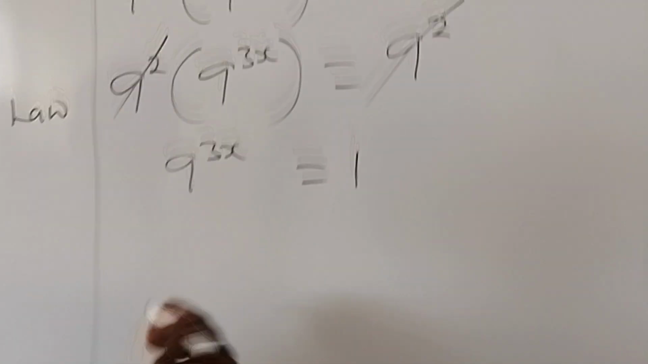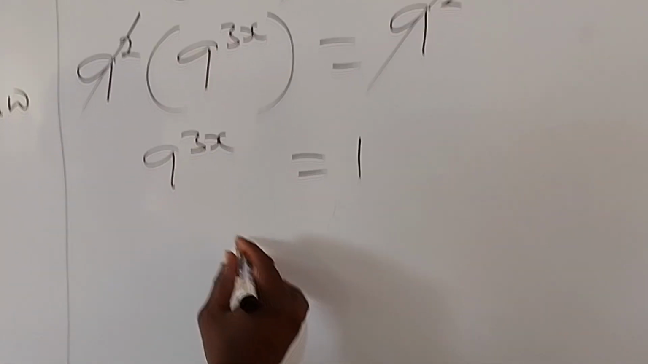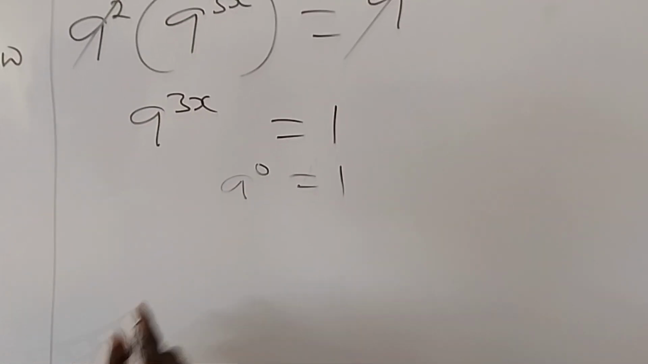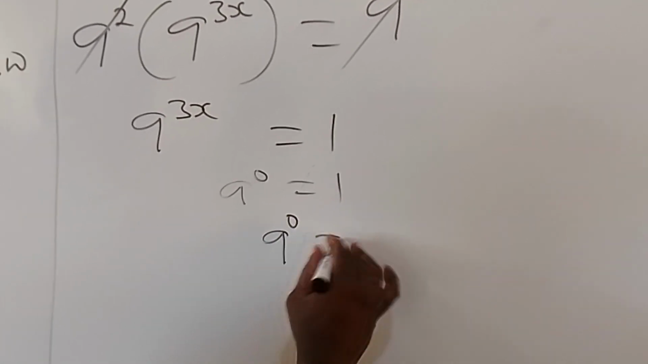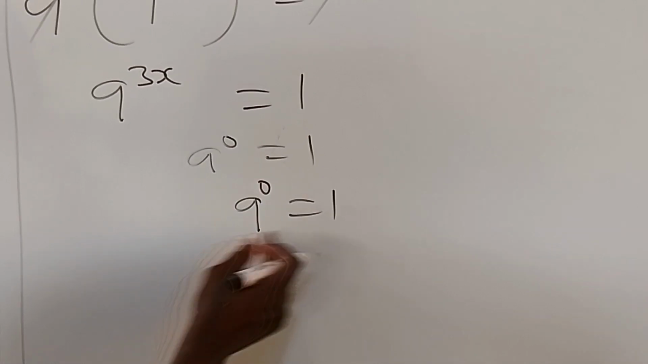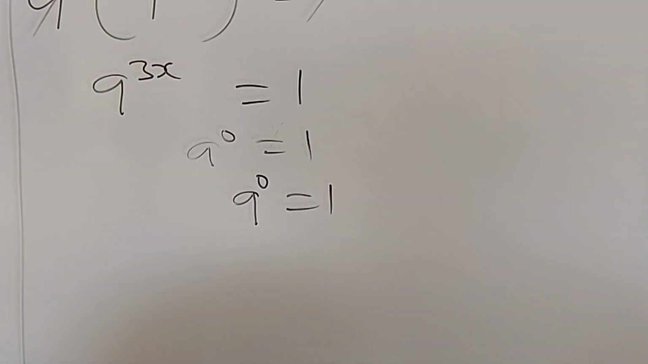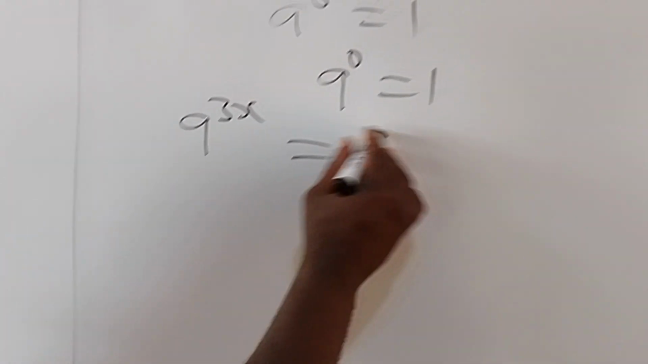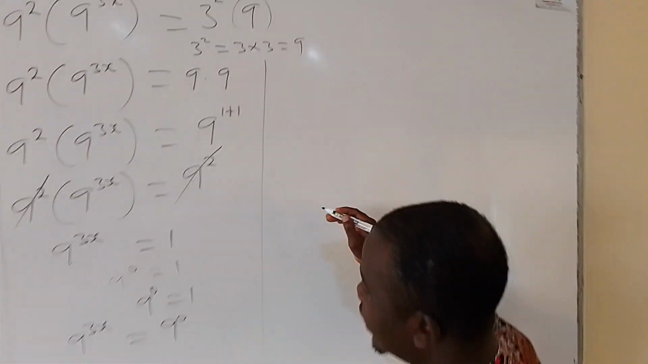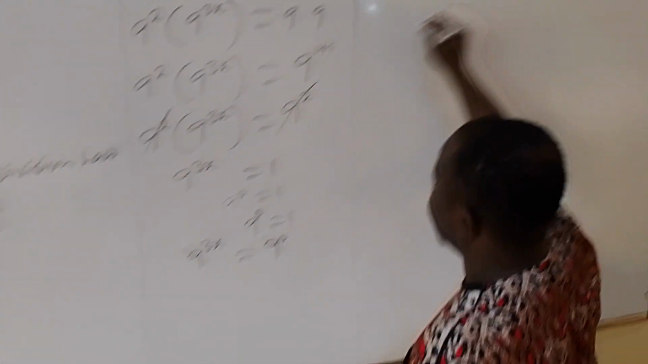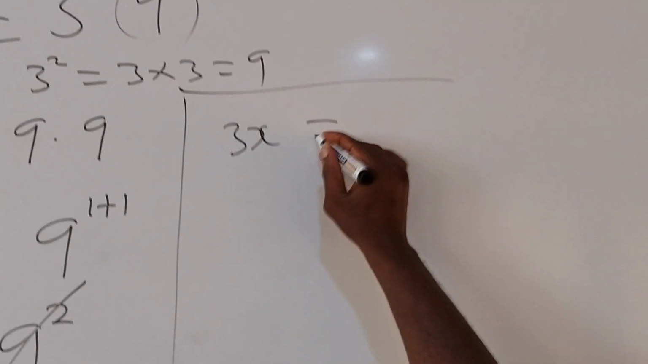Okay, so let us recall the zero law. The zero law implies that a raised to the power 0 is 1. Since here it is 9, 9 raised to the power 0 is 1. It means this and this are the same thing. So instead of this one, we write 9 raised to the power 0. So here will be 9 raised to the power 3x equals 9 raised to the power 0. Do you agree with me? So if you agree with me, this and this will cancel. If this and this cancel, we are going to have 3x equals 0.